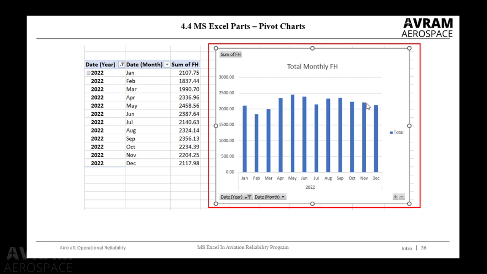Now, good news is that we can change all these tabs. We can change the title. We can change the names of the bars. We can reformat all these numbers here, the Y-axis, X-axis, and hide all these date, month, date, year tabs. Replace this with total monthly flight hours, AU flight hours, or whatever we like. It's very simple and very user-friendly.